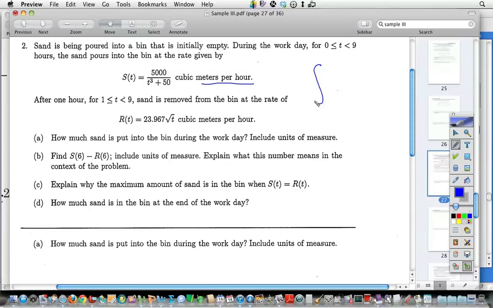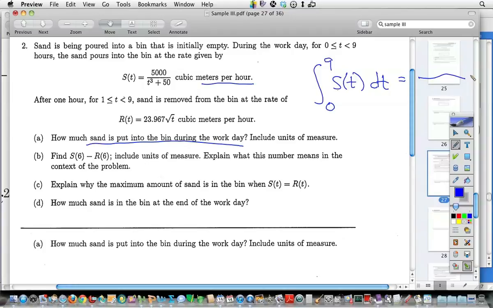And the nice thing about these calculator ones is all we have to do is set up the integral, and then we can use our calculator to do it. So in part A, when it says how much sand is put into the bin during the workday, you just write out what? It's that easy. And since S of t has already been defined for you, you don't even have to write that. You just write S of t. So put this on your paper, and boom, there's your answer. That's how much sand went in.